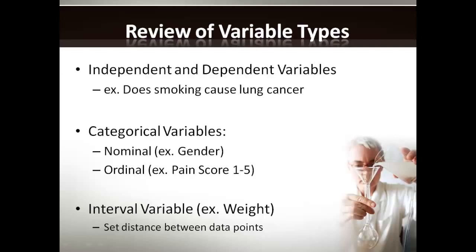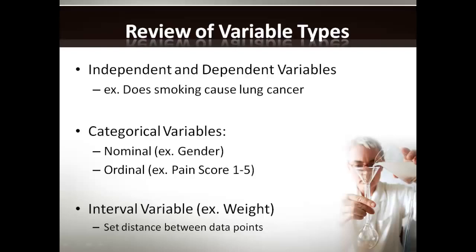Another organizing system for variable types is based on the type of data we collect. There are categorical variables and interval variables. This distinction is made on whether we know the distance between data points. So in an interval variable, for example weight, there is a set distance between any given point that we understand and know. On the other hand, in a categorical variable, there is no known set distance between data points.